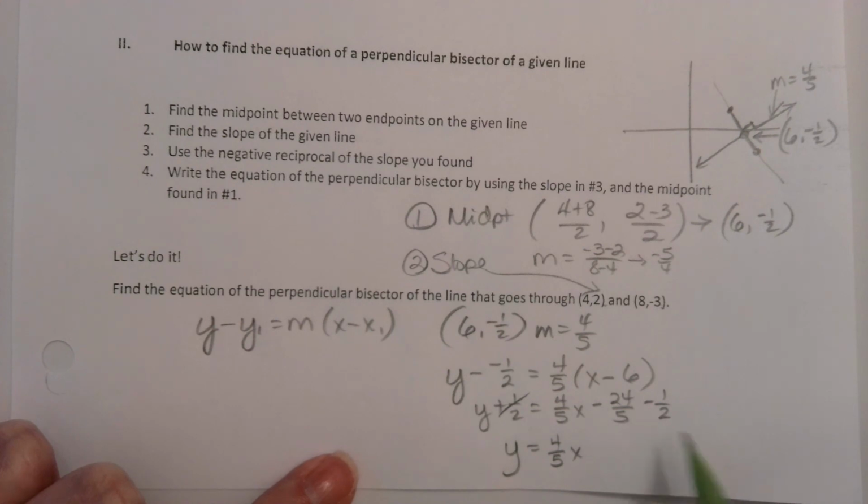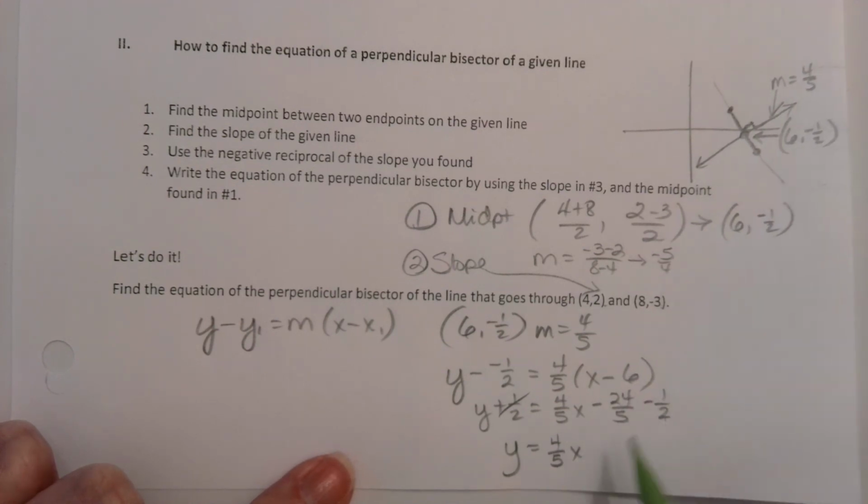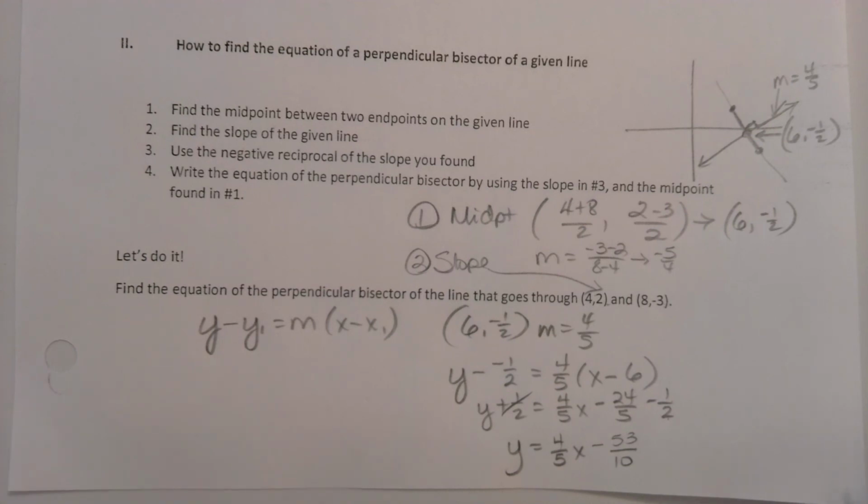Okay, so we have to get a common denominator here. That's negative 48, and negative 5 is negative 53, and that's over 10. Okay? So hopefully you can do that.